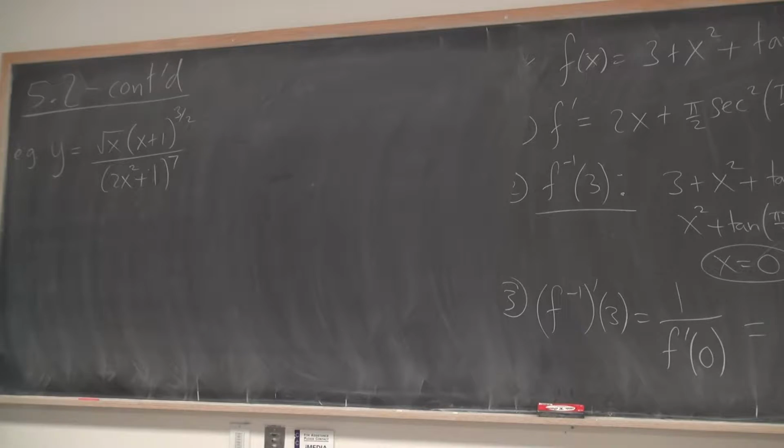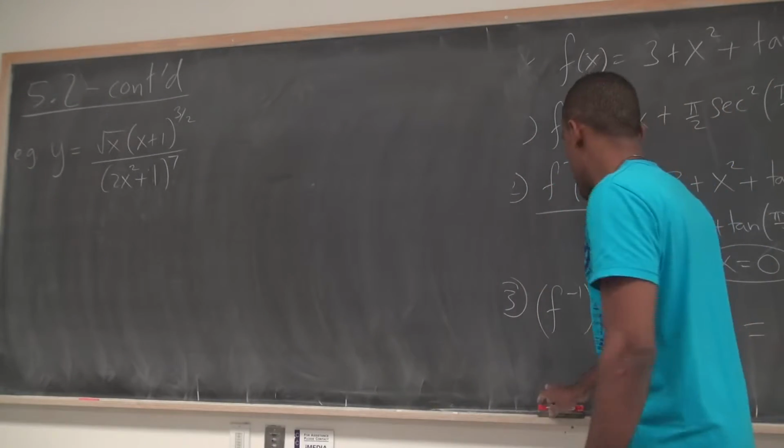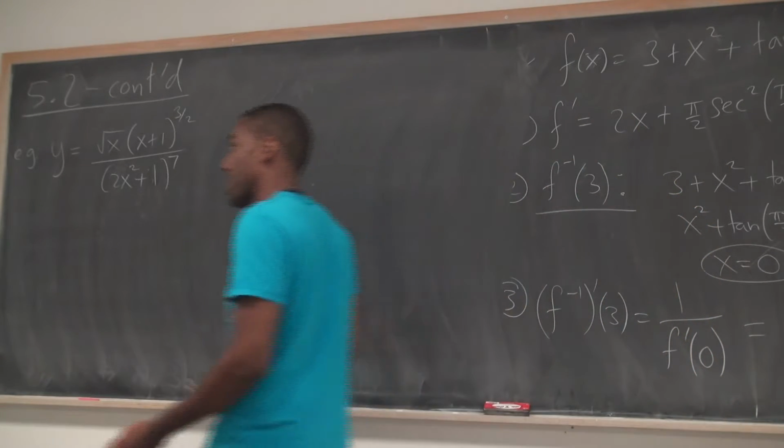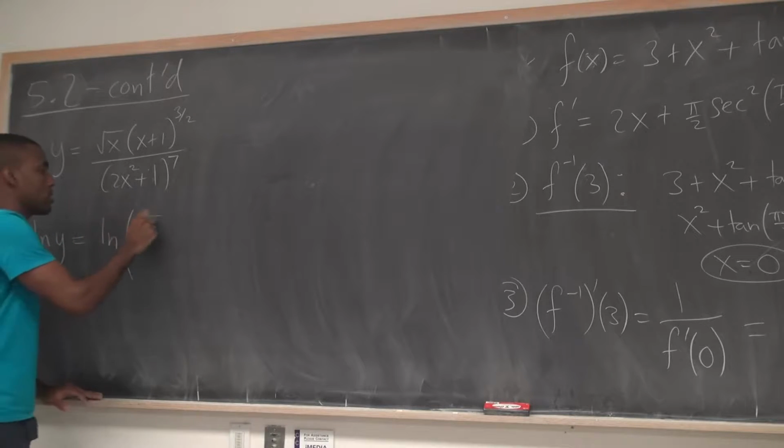But with logs, it's still actually not that bad. It's a lot to write out, but it's simple at the same time. A lot simpler than going through the quotient rule and then having to simplify and factor in your radical half fractional powers and stuff. Okay, so what was the first step in log differentiation? You take the ln of both sides. So ln of y equals ln of this huge mess.